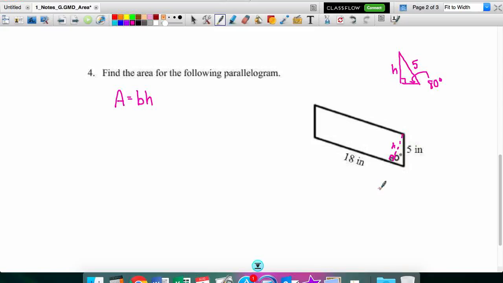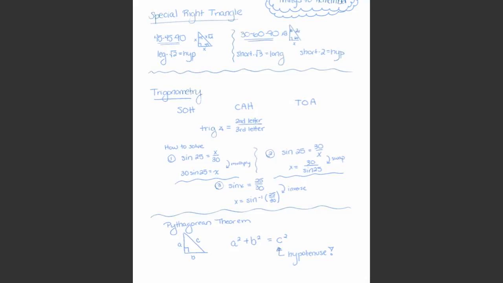So if I look at my reference sheet, with an 80-degree angle, you can't use your special right triangles because 80 does not fit one of those criteria. Pythagorean theorem is used when you have 2 known sides and you want to find the third, and we only have 1 known side, so that's not going to help us here. So the only thing that we're going to have to use is our trig.